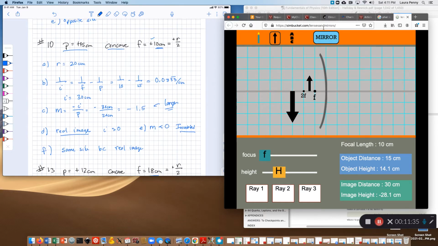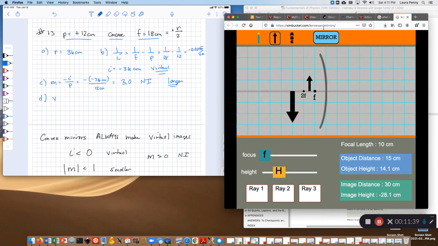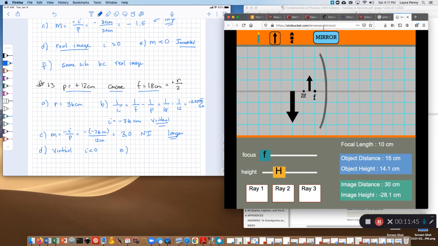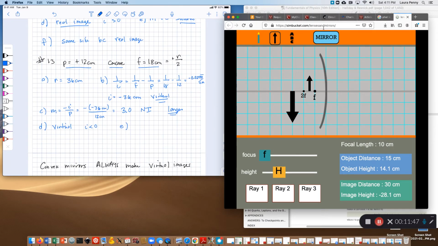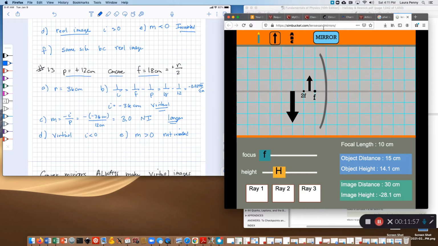So when we go through them, our part D says, is it a real or a virtual? We already said this. It's virtual because I is negative. E, our magnification is positive, so it's not inverted. It's the opposite of what we had in the earlier problem. And then F, this is a virtual image, so it's on the opposite side.